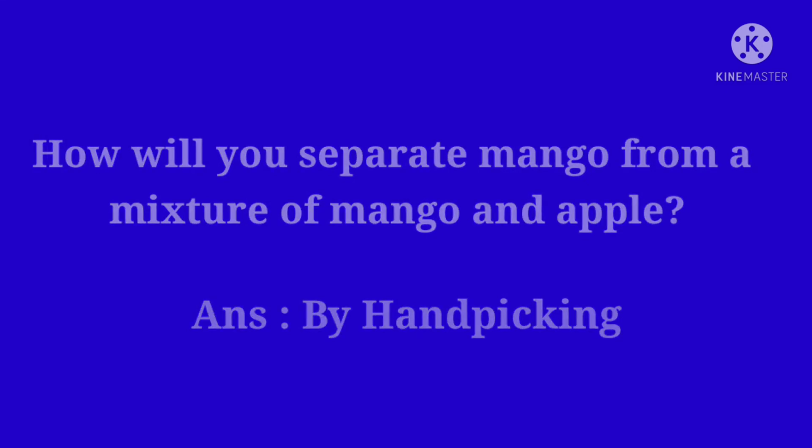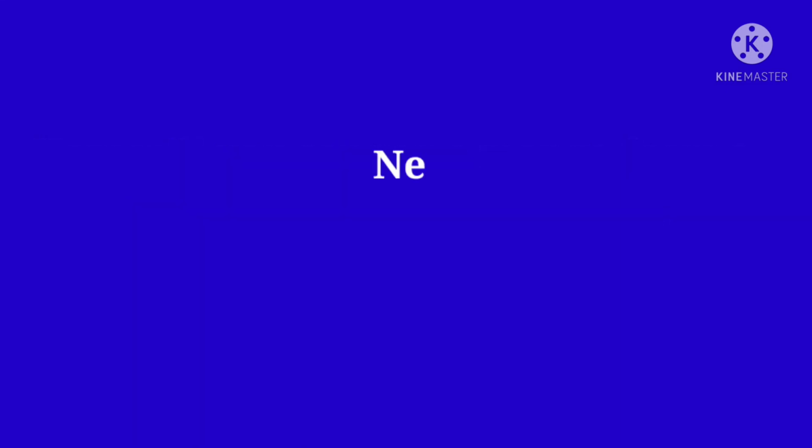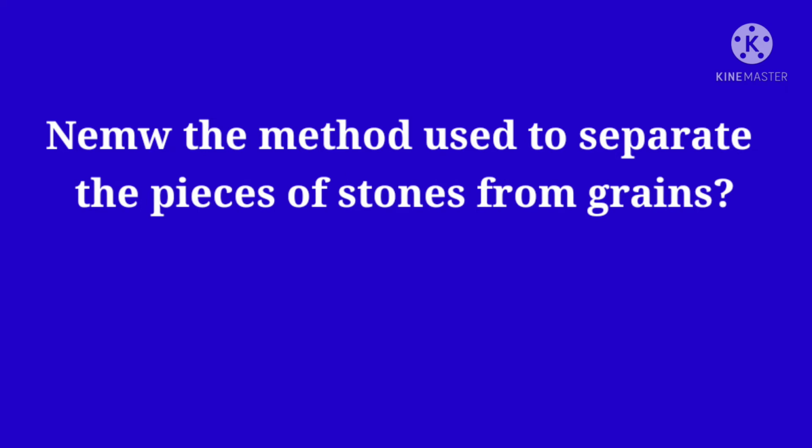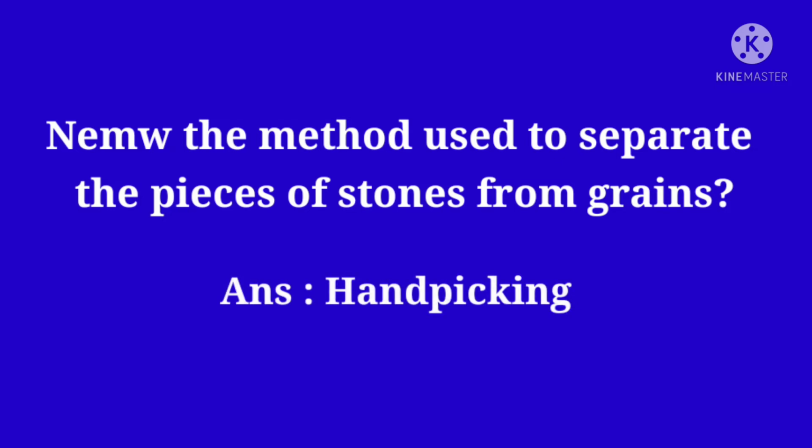Next question: name the method used to separate pieces of stones from grains. Which method is suitable? Hand picking. Just listen: in the preparation of rice, rice is one type of grain. In the grain there are a number of stones, isn't it? So hand picking is better.